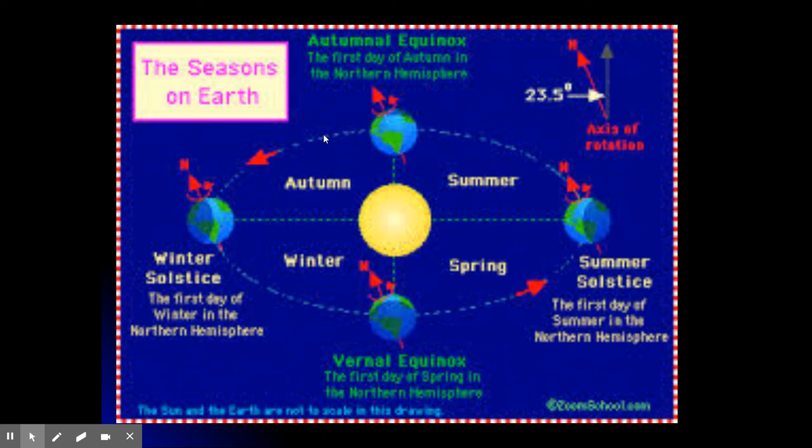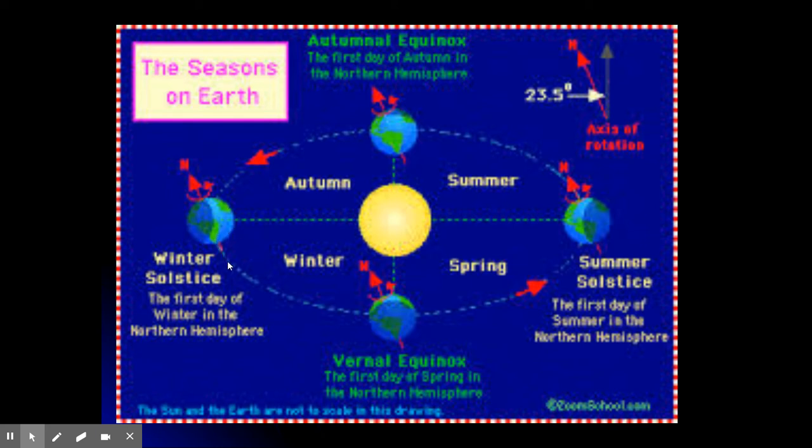Then the Earth continues its motion around counterclockwise until it gets to December 21st, 22nd. This is our winter solstice, the first day of winter. Notice that the North Pole is pointed away from the sun. The South Pole is pointed towards the sun. First day of summer in the south, first day of winter in the north.